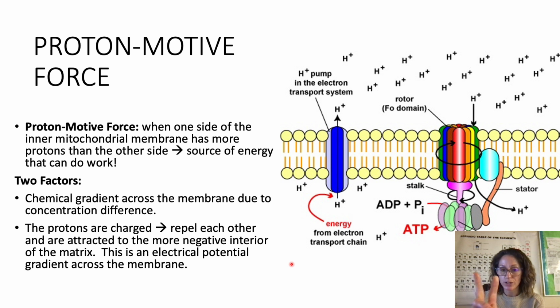So we have 2 factors at play. First, we have the chemical gradient across the membrane due to the concentration difference. So the hydrogen ions want to follow along their concentration gradient to go to the other side. The other is the protons are charged. So the positive charges are going to repel each other, and again, they're going to be attracted to the other side, which will be more negative because there's less hydrogen ions on that side.